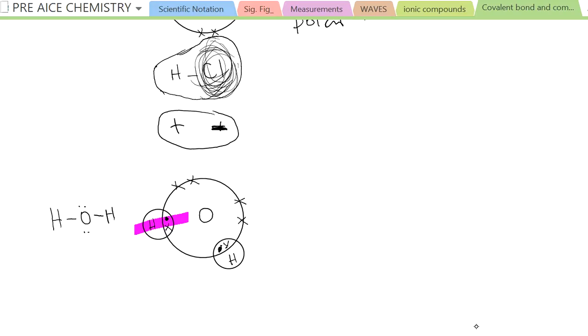So we were saying that in here we have a polar bond. In here we have another polar bond, because the electronegativity, the force of attraction of the oxygen over that pair of electrons, is different from the hydrogen. Yes? And actually we're going to see that later.